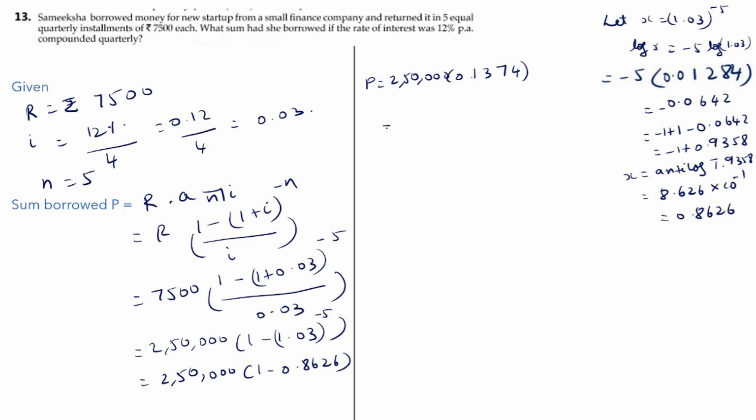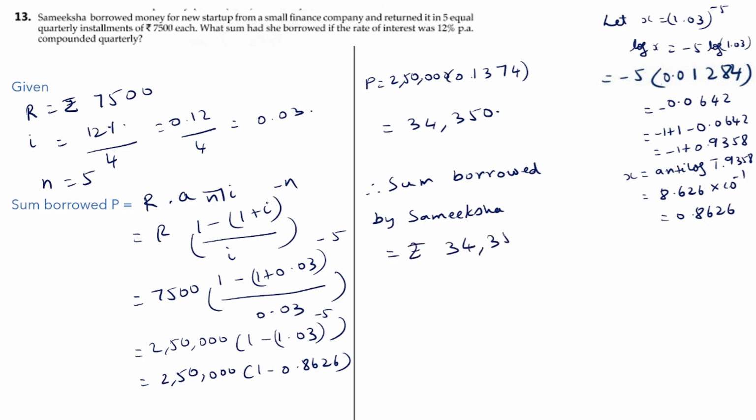So when we simplify, we get 34,350. Therefore, the sum borrowed by Samiksha is equal to rupees 34,350. This can be done in the rough. So this is the sum borrowed by Samiksha.